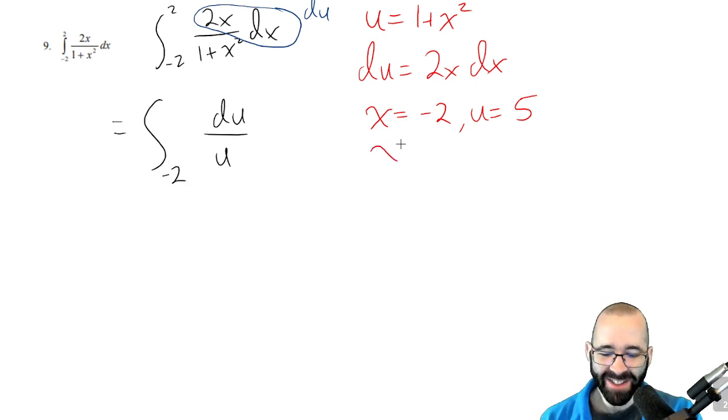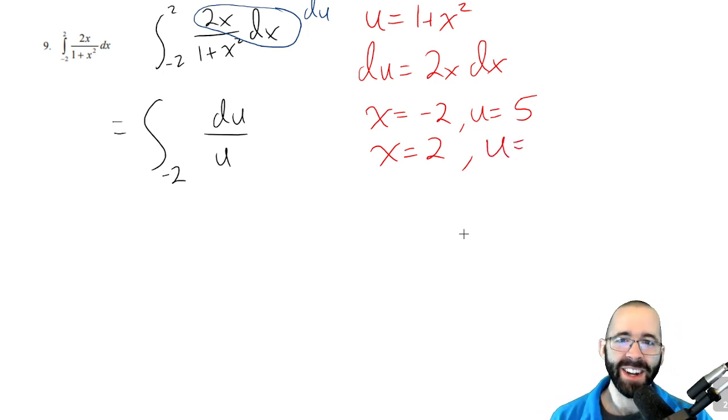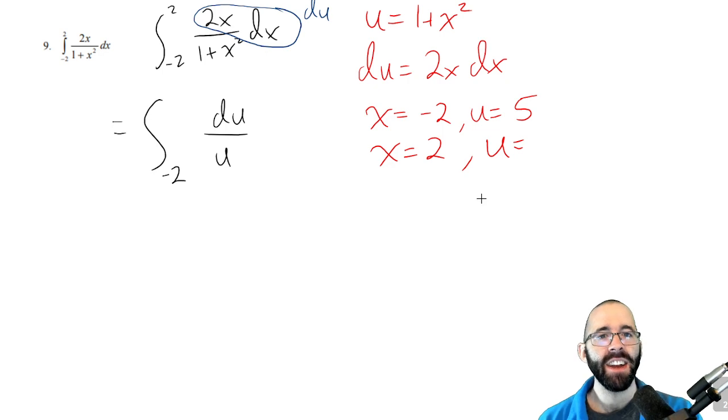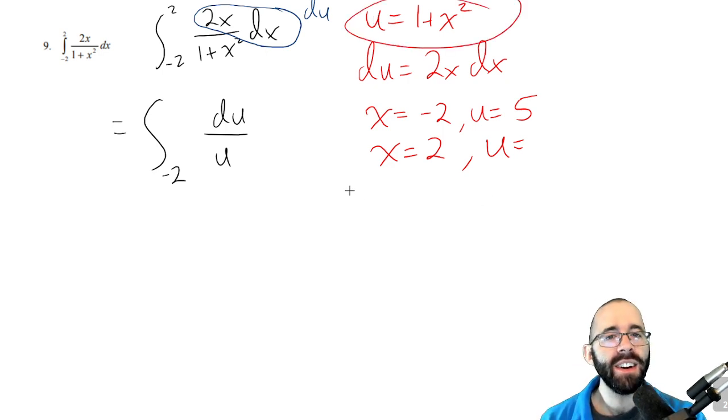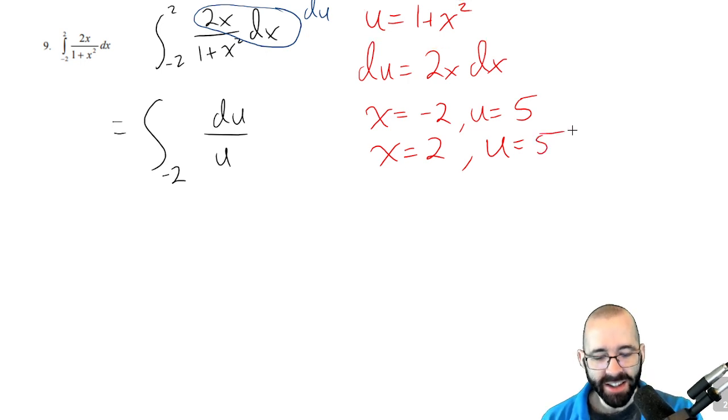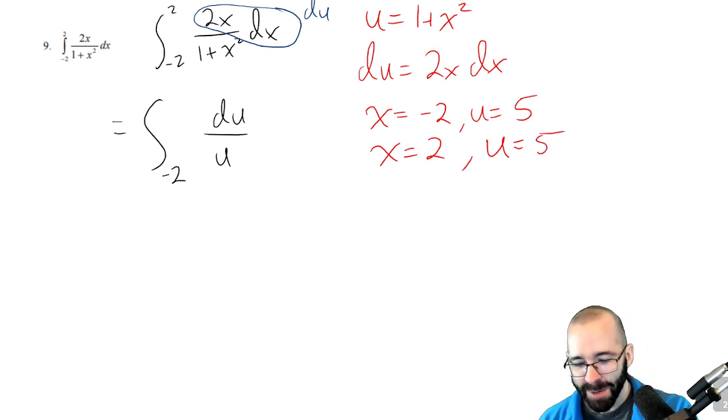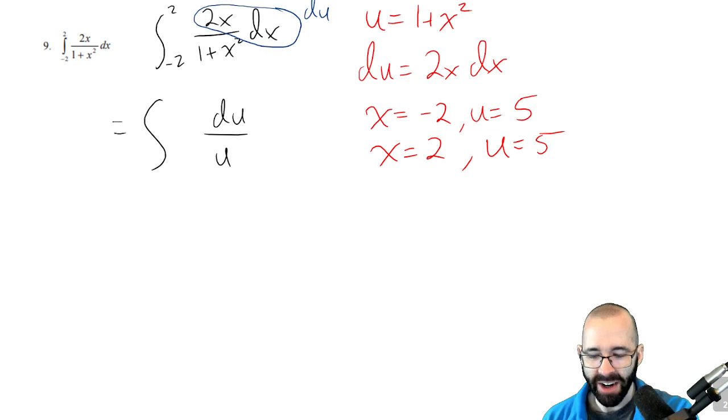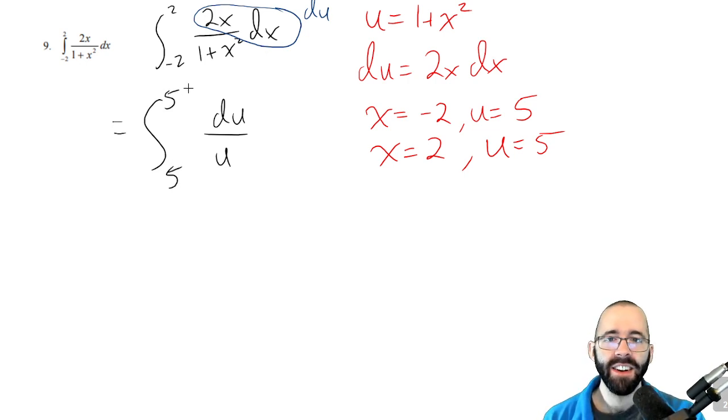And if x is +2, what happens? So many funny jokes in these homework problems. I hope you're laughing with me. If x is +2, u is 1 plus 2 squared. It's 5. Oops, sorry, should be writing 5 down here. We're integrating from 5 to 5.